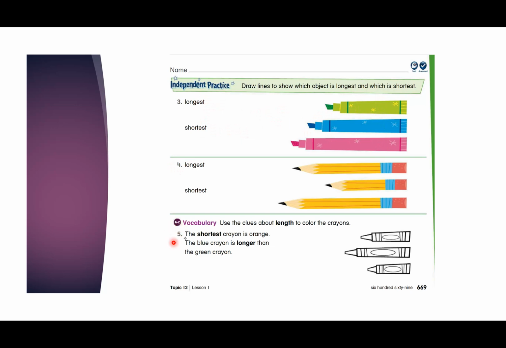Now, question number 5 over here is, use the clue about the length to color the crayons. The shortest crayon is orange. Now, there are 3 crayons over here. You have to color the shortest one orange. The blue crayon is longer than the green crayon. So you know which you have to color blue and which one you have to color green, okay?